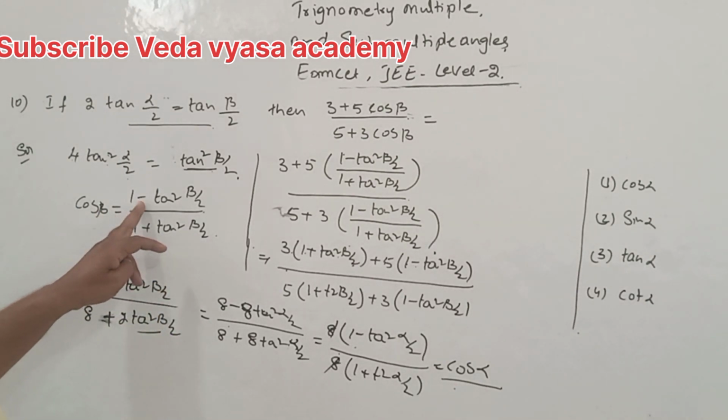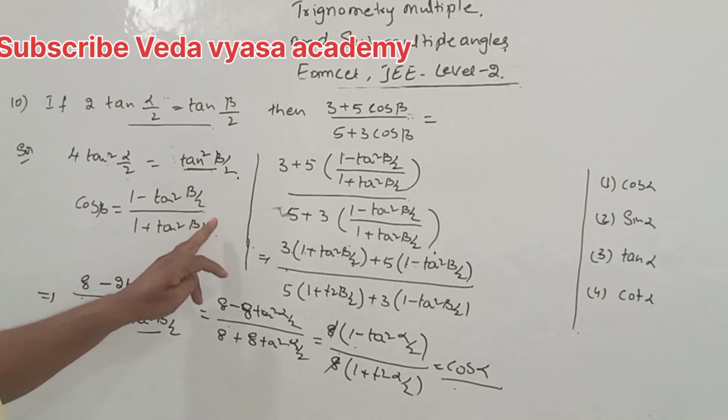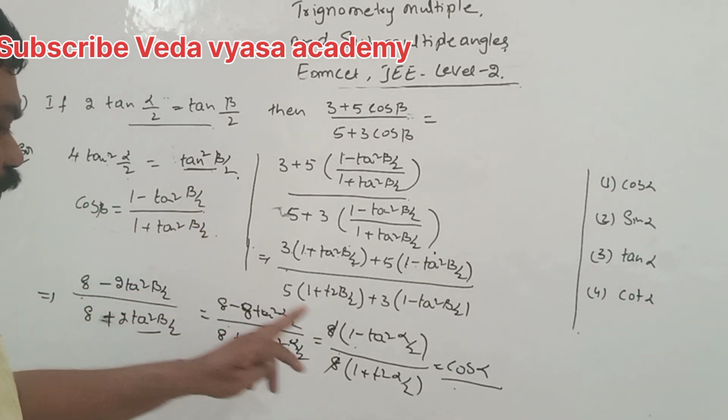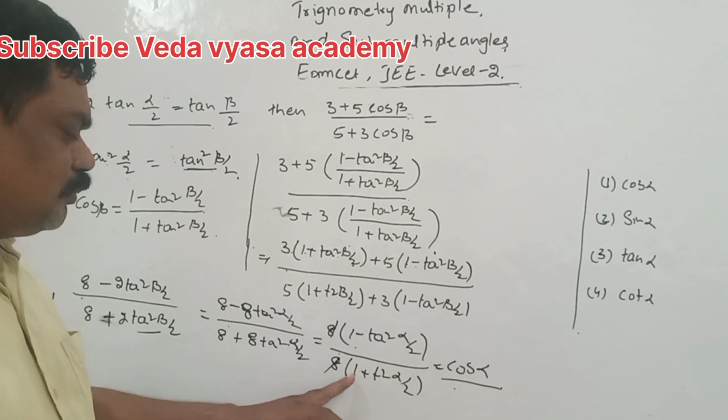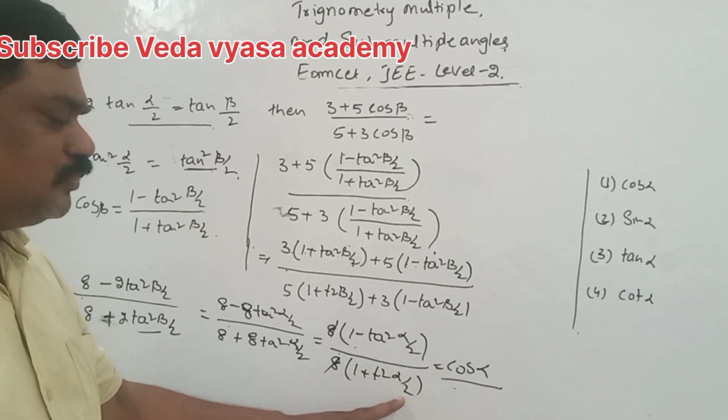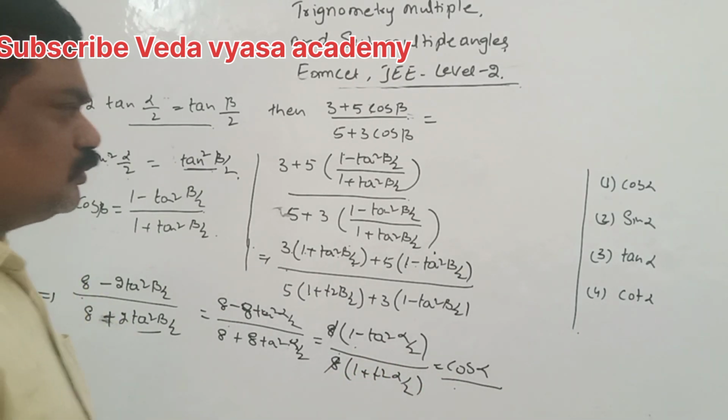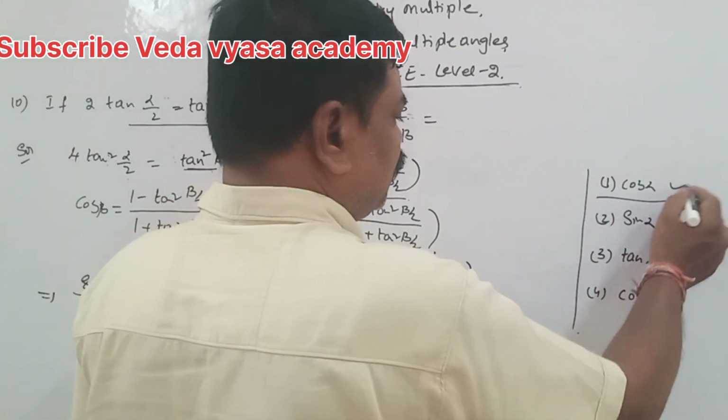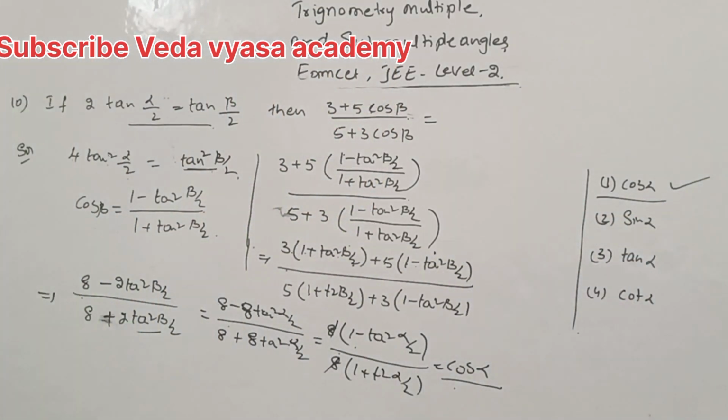cos β is equal to (1 − tan² β/2)/(1 + tan² β/2). So (1 − tan² α/2)/(1 + tan² α/2) is what? cos α. So we have option 1 as the answer. Okay, all of you. That's all.